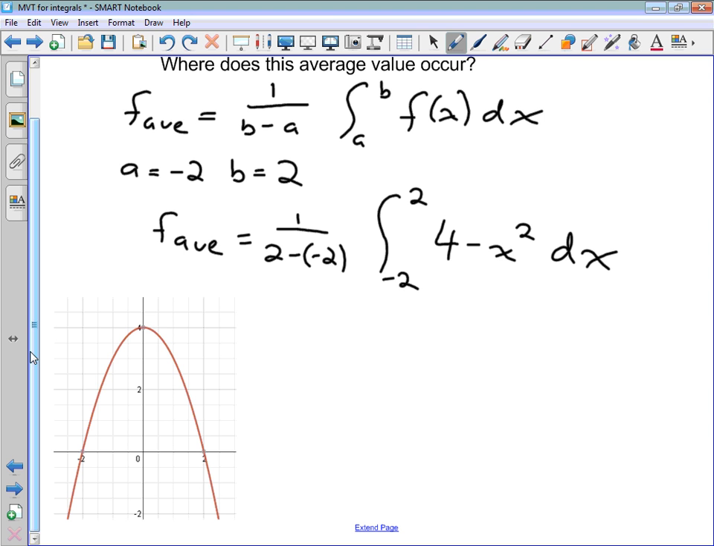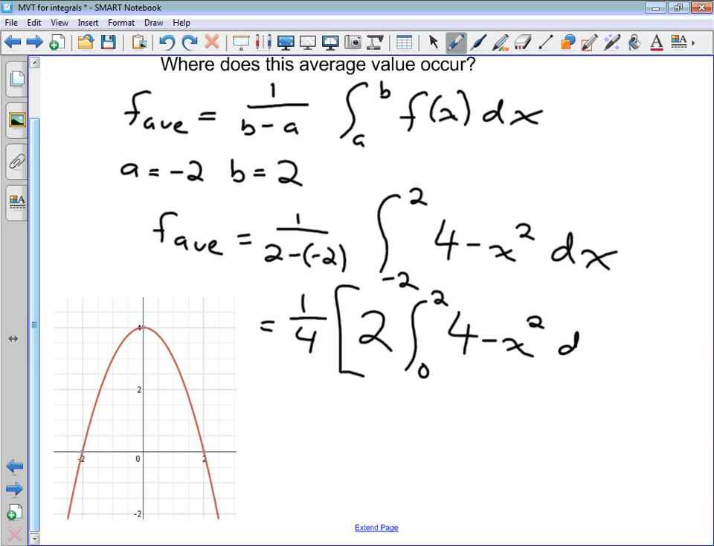How would you do this integral? First thing I would probably do is evaluate this fraction up front. This is going to be 1 over 4. So we get 1/4 times this entire integral. If we're looking at this integral, we can probably use the fact that this is a nice symmetric function, and so we can change our integral to be, rather than going from negative 2 to 2, 2 times the integral from 0 to 2 of 4 minus x squared dx.